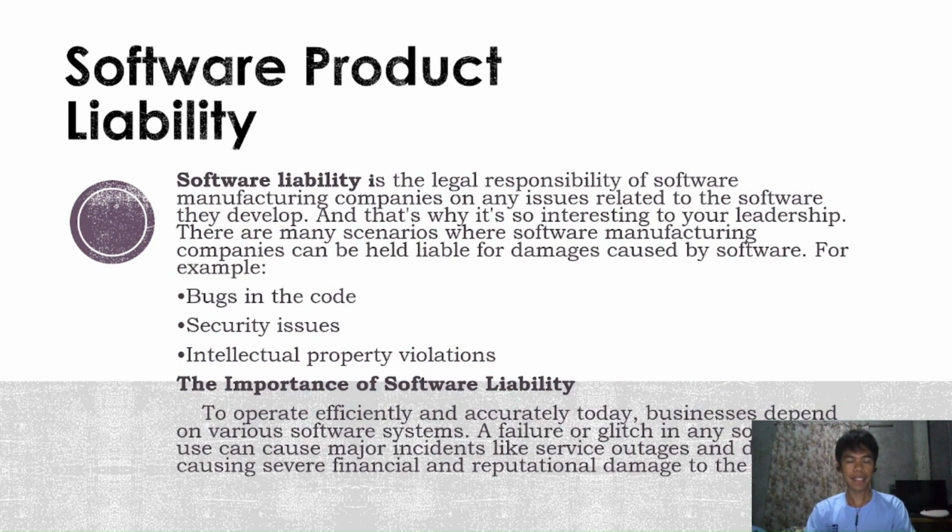Software product liability. Software liability is the legal responsibility of software manufacturing companies for any issues related to the software they develop. There are many scenarios where software manufacturing companies can be held liable for damages caused by software. For example, bugs in the code, security issues, intellectual property violations.